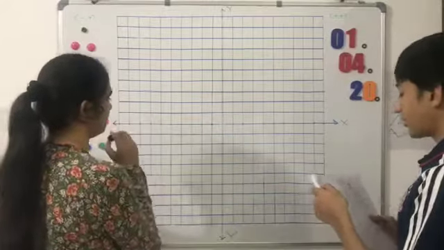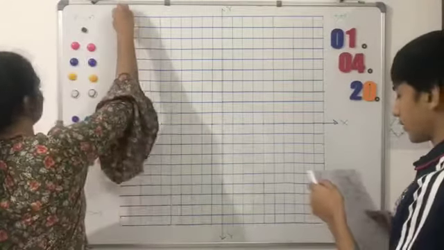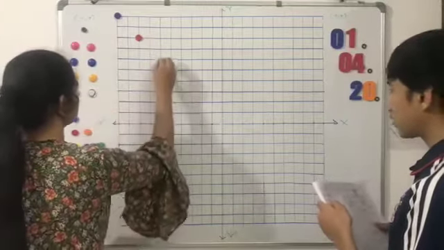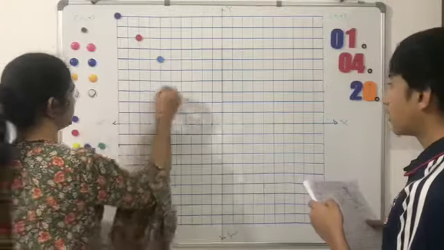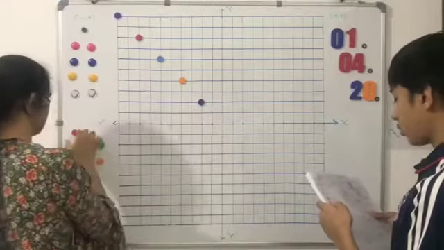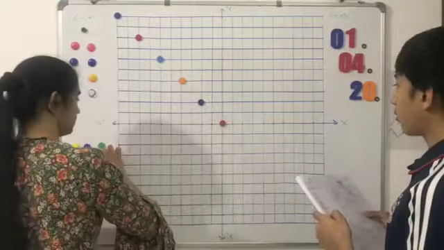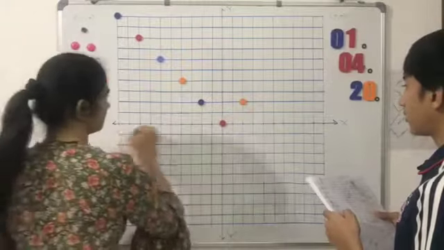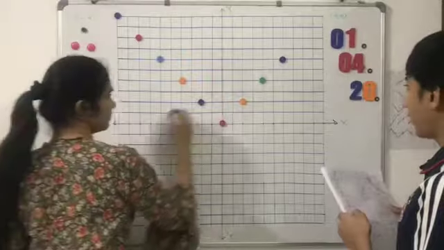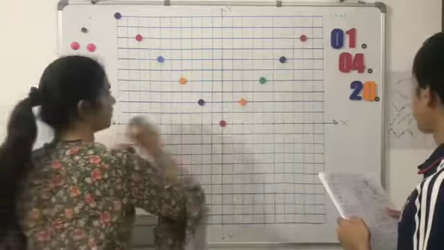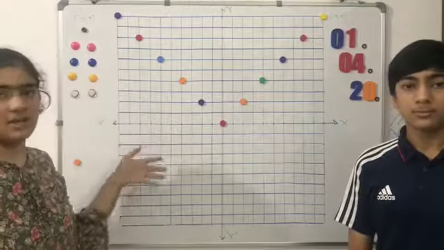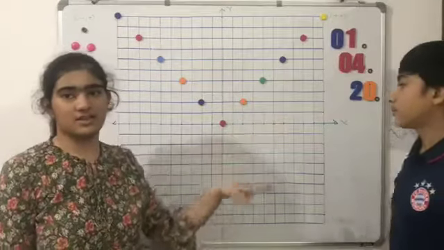For y equals mod x, the points are (-10, 10), (-8, 8), (-6, 6), (-4, 4), (-2, 2), (0, 0), (2, 2), (4, 4), (6, 6), (8, 8), (10, 10). So we can see that for the negative side of the x-axis it is y equals -x, and for the positive side it is y equals +x.